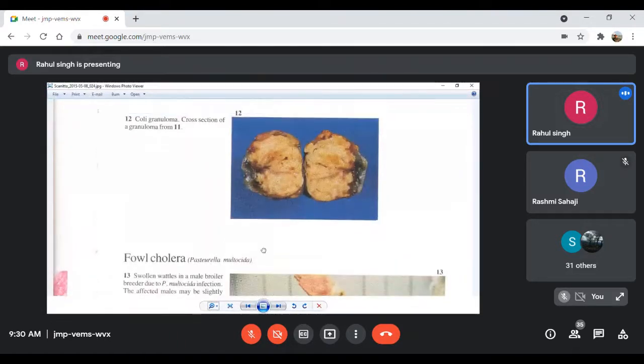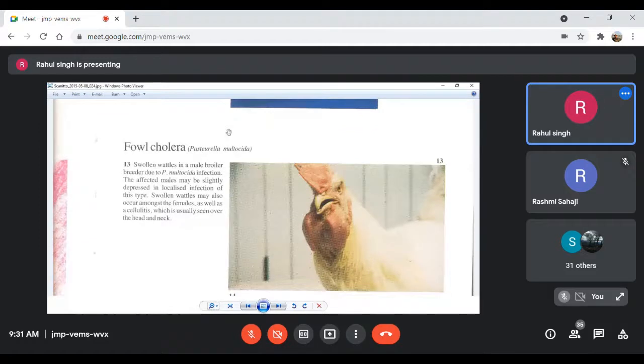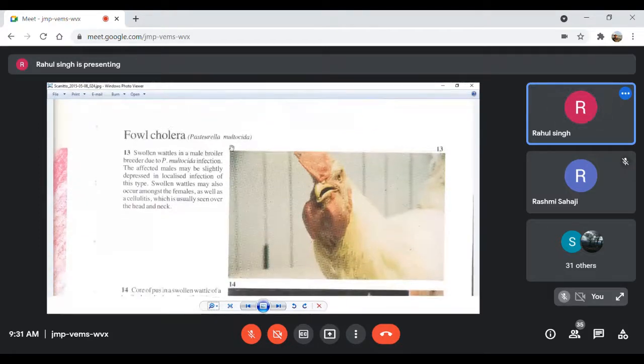This picture came late actually. Cut section of cholegranuloma, that JS disease, cholegranuloma. You can see the caseous material present. It appears as if somebody has stuffed cheese inside it. Caseous material inside this. You come to fowl cholera, Pasteurella multocida.